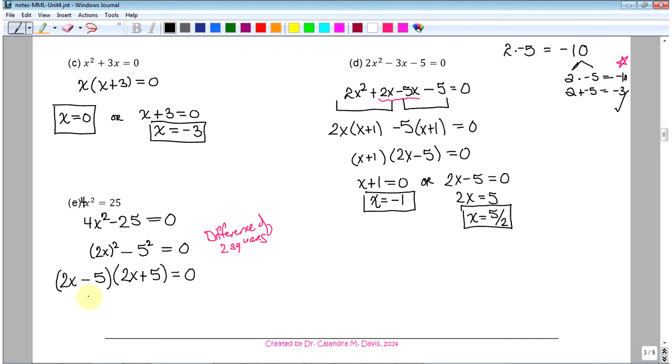And now we can apply the zero product property. So 2x minus 5 equals 0, or 2x plus 5 equals 0. We get 2x is equal to 5, or x equals 5/2 is one solution. Now my second equation, 2x equals -5. Dividing by 2, we get x equals -5/2 is my second solution.